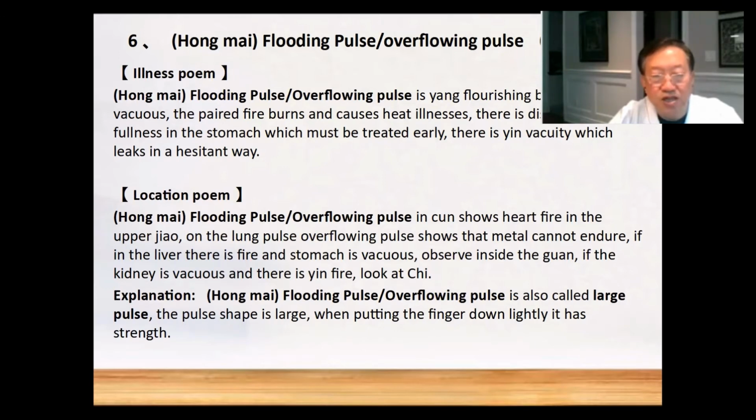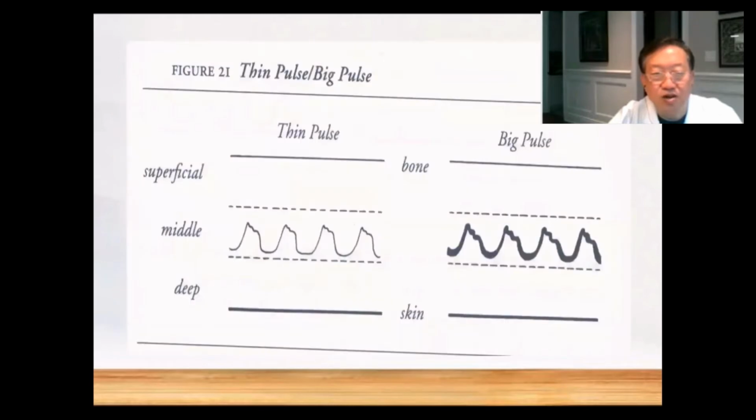Explanation. Hongmai, flooding or overflowing pulse, is also called large pulse. The pulse shape is large. When putting the finger down lightly, it has strength. Figure 21, thin pulse and big pulse.